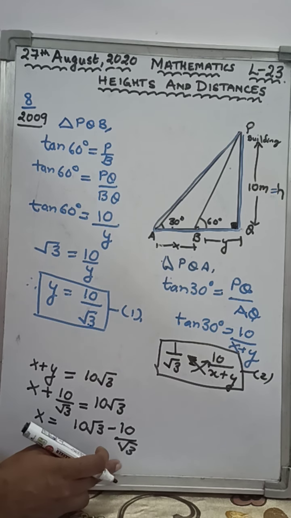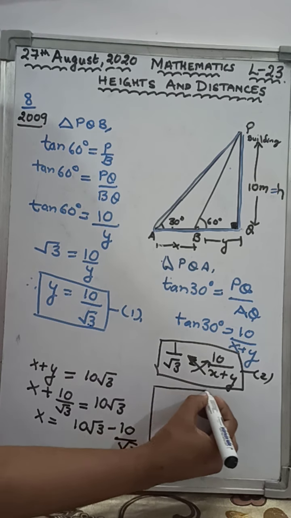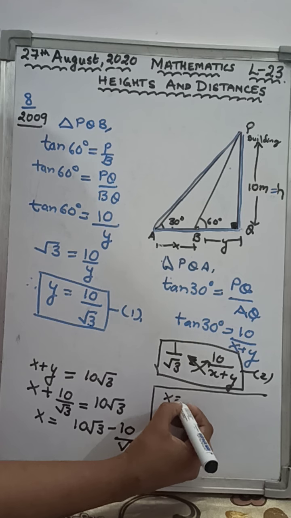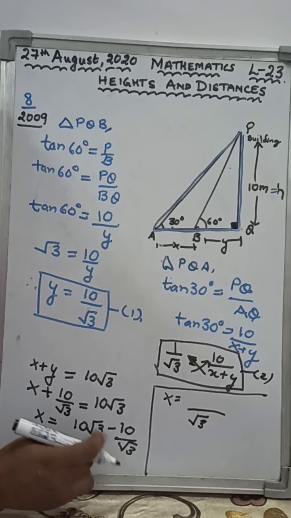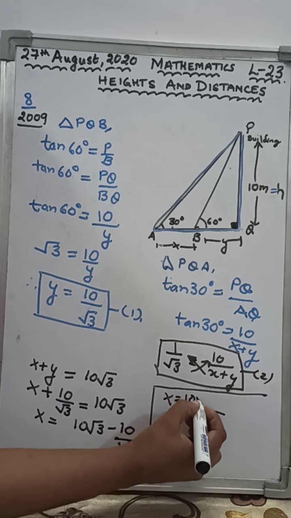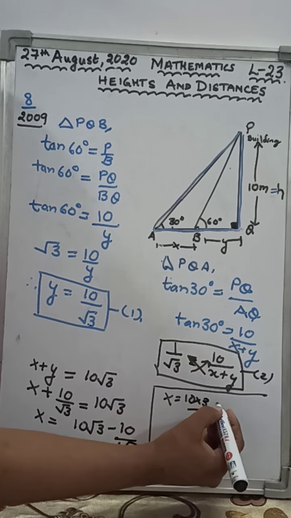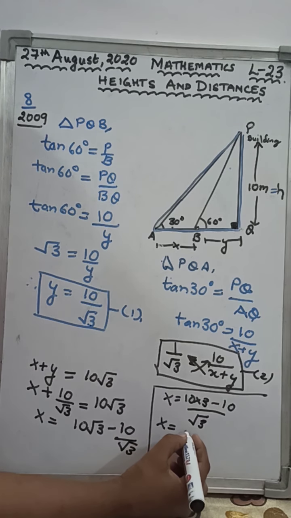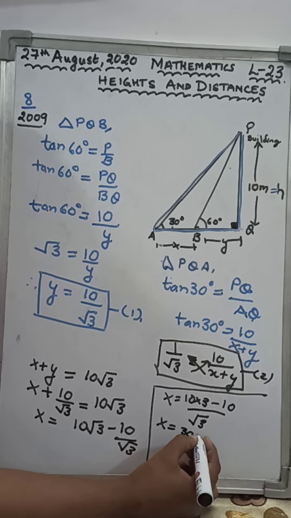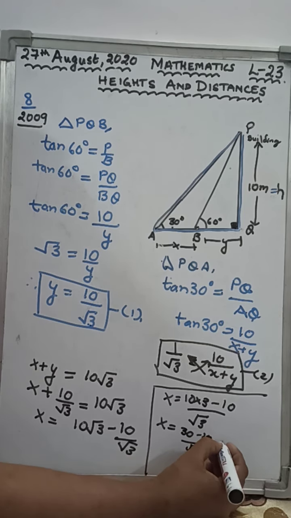You will take the LCM. Clear? So x will be equal to, root 3 will be LCM. Multiply. So 10 into 3. Root 3 will become 3, minus 10. So x is equal to 30 minus 10 over root 3. So it will be 20 over root 3.